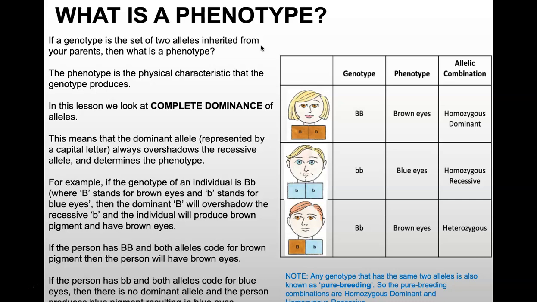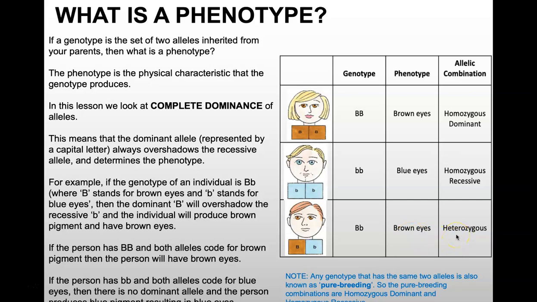For example, take the individual at the very bottom here, the man with big B and little b, where big B stands for brown eyes and little b stands for blue eyes. The dominant big B will overshadow the recessive little b, and the individual will only produce brown pigment and have brown eyes. The little b, the blue allele, won't produce any blue protein. His genotype is big B, little b. His phenotype, what he physically looks like, is brown eyes, and his allelic combination is heterozygous.